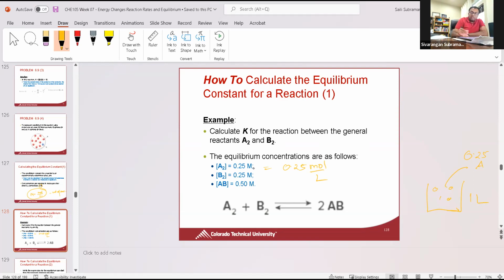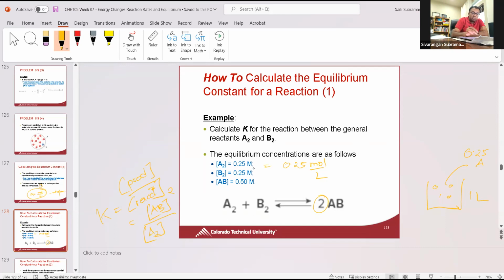The reaction is A2 plus B2 gives you 2AB. So now the equilibrium constant is the concentration of products divided by the concentration of reactants. Product is AB, but don't forget the square because of this 2 moles here. Divide that by the concentration of A2, but since there is only 1 here, you can ignore that. B2 to the power 1.